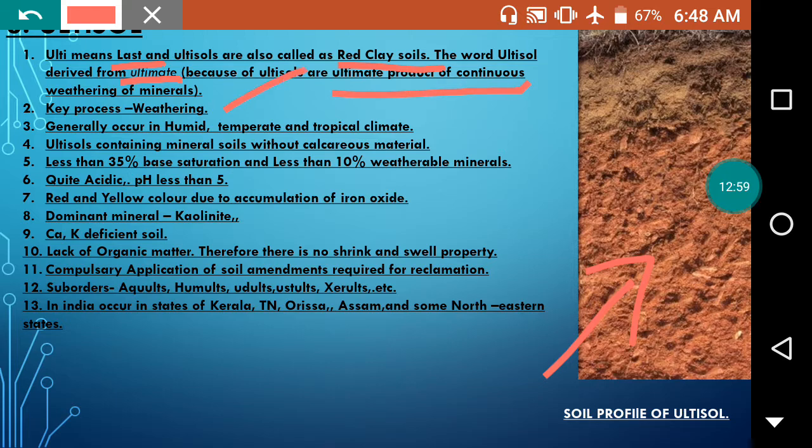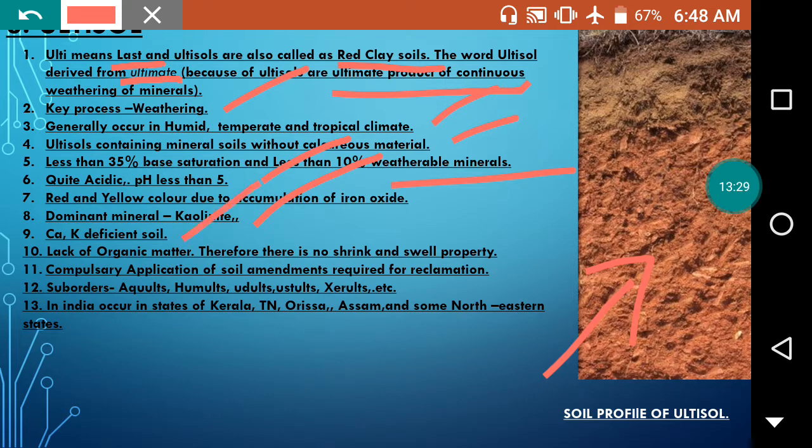the key process is weathering, and it generally occurs in humid, temperate, and tropical climates. Ultisols contain mineral salts without calcareous material, with less than 35% base saturation and less than 10% weatherable minerals. It is quite acidic, with pH less than 5. The color is red and yellow due to the accumulation of iron oxide, and the dominant mineral is kaolinite.